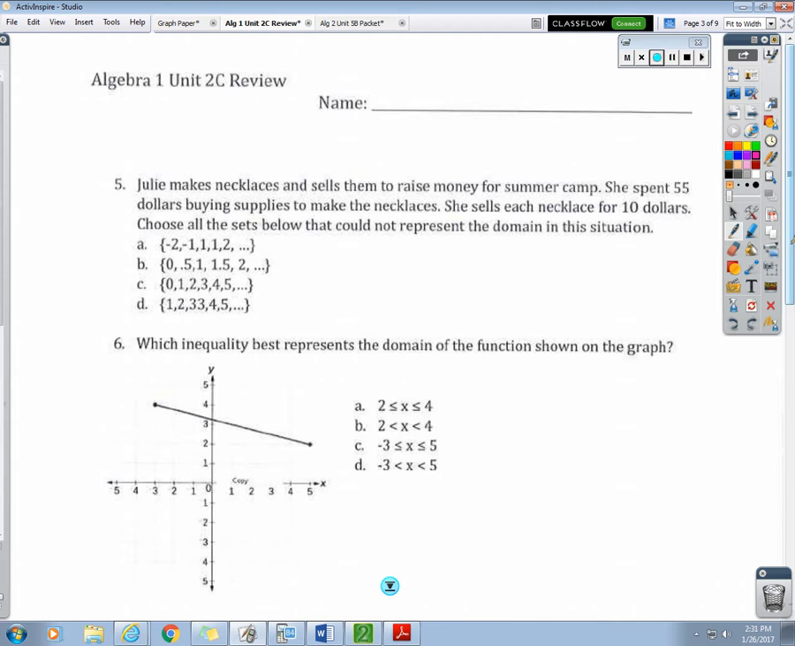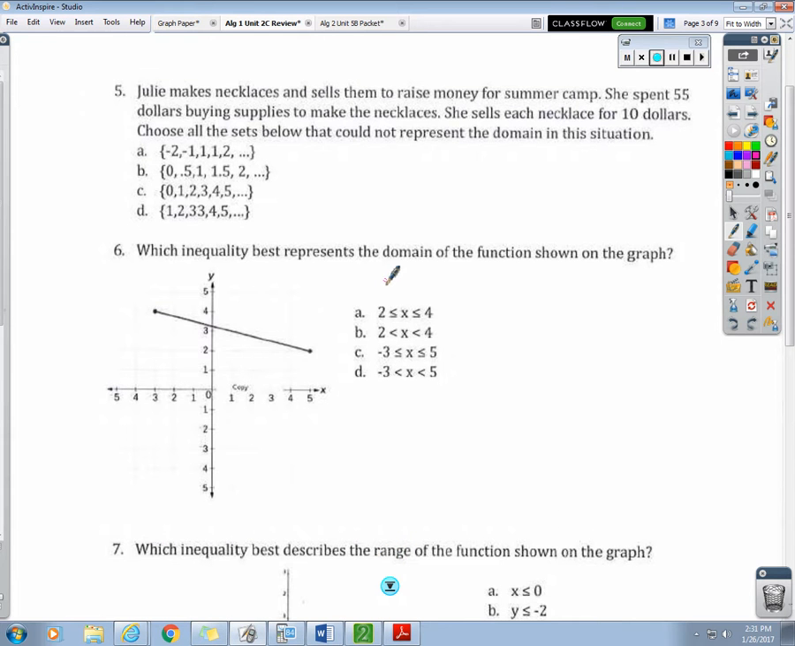Number 5. Julie makes necklaces and sells them to raise money for summer camp. She spent $55 buying supplies to make the necklaces. She sells each necklace for $10. Choose all the sets below that could not represent. Okay, keyword not represent. So you're looking for the ones that wouldn't work for domain. Well, to figure this out, it's probably best to start by figuring out what domain is in this problem. And to do that, you need to make up the equation for it.